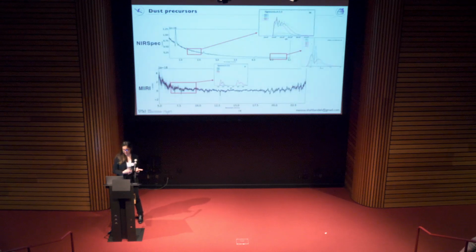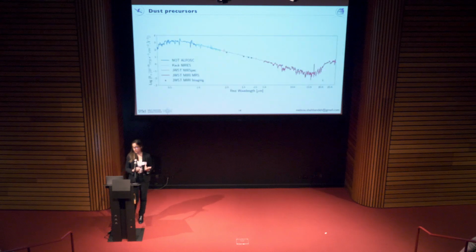This is the JWST data of this same supernova. So NIRES and JWST helped us to have a full SED, the first core-collapse supernova that has a full SED from 4,000 angstrom to 250,000 angstrom.